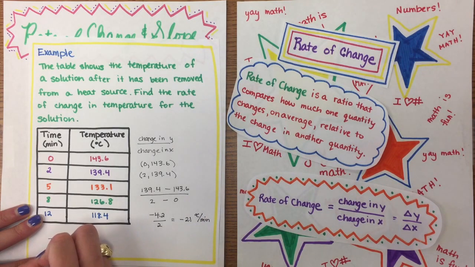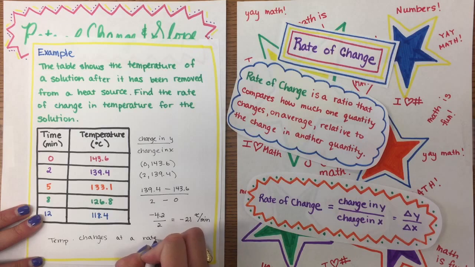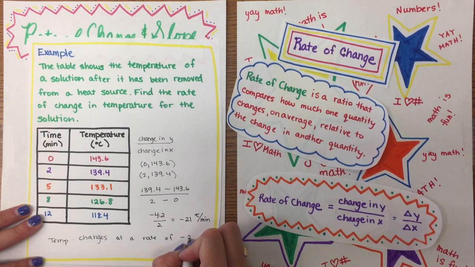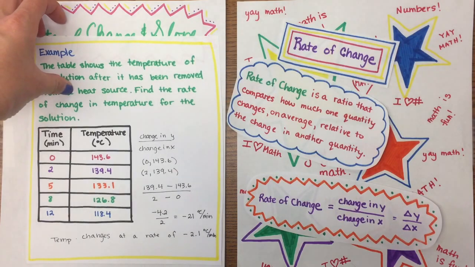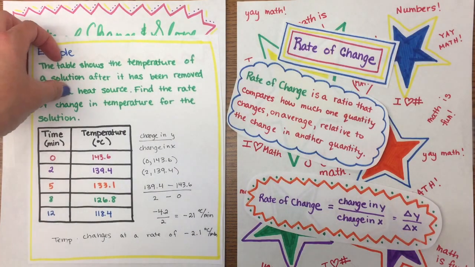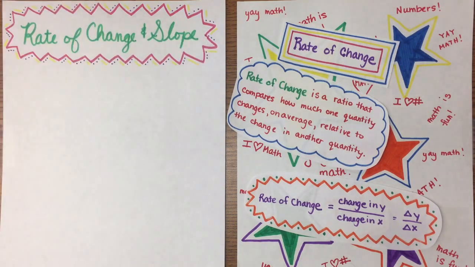So the temperature is changing at a rate of negative 2.1 degrees Celsius per minute. Or the temperature is decreasing at the rate of 2.1 degrees Celsius per minute. So this is a case of average change where the change is constant. So if I had done this change between the times of 8 minutes and 12 minutes, I would have gotten the same answer.